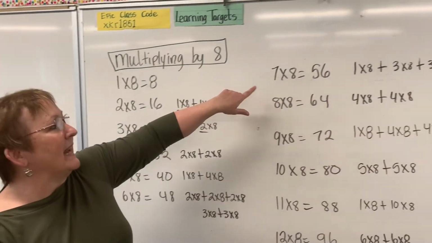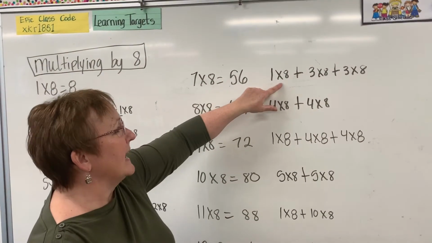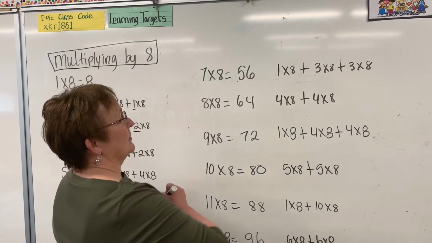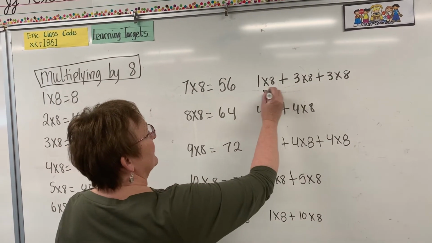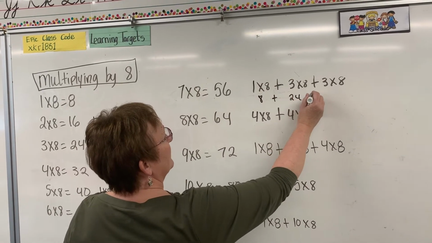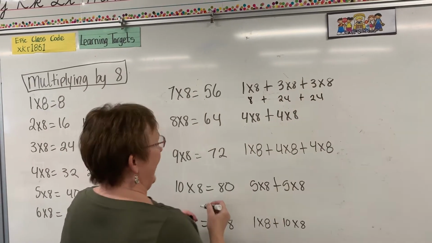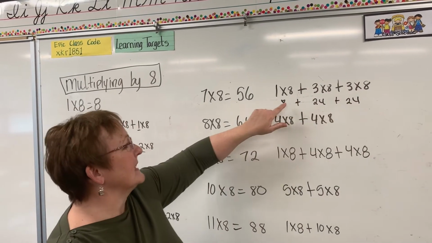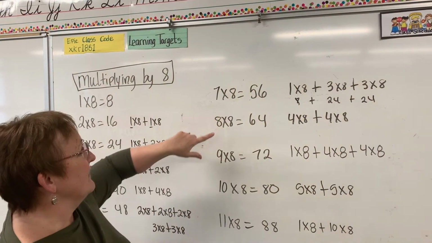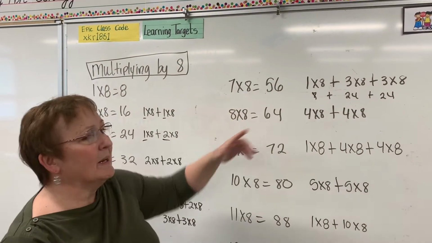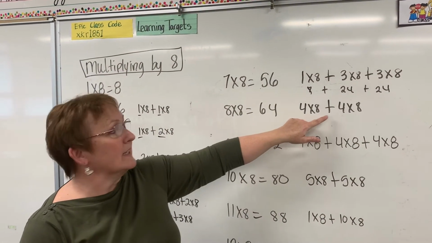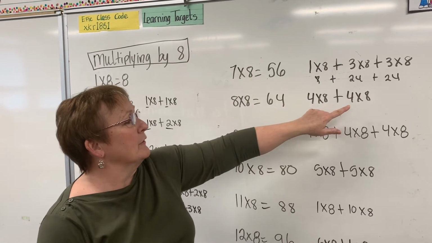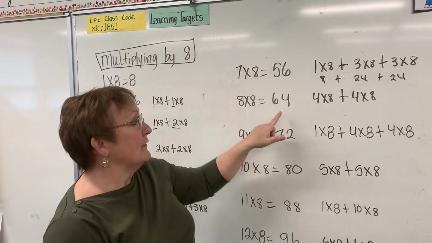Let's look at 7 times 8. I can say 1 times 8 plus 3 times 8 plus another 3 times 8. So I have 8 plus 24 plus 24. And I know that 24 and 24 is 48, and 48 plus 8 is 56. 8 times 8 is 64. I can break that down to 4 times 8 plus 4 times 8. And I know that 4 times 8 is 32, and another 32 is 64.